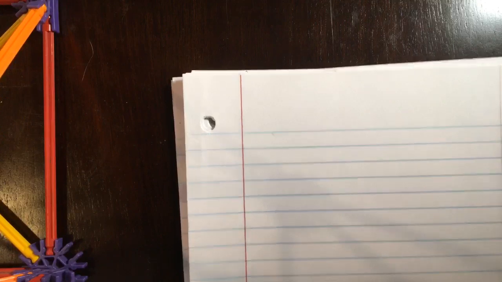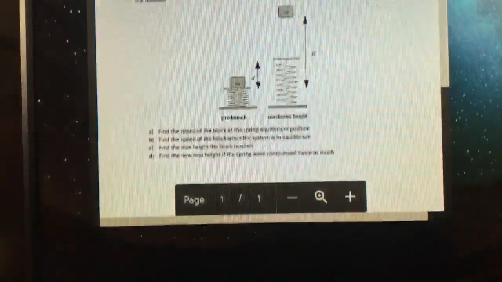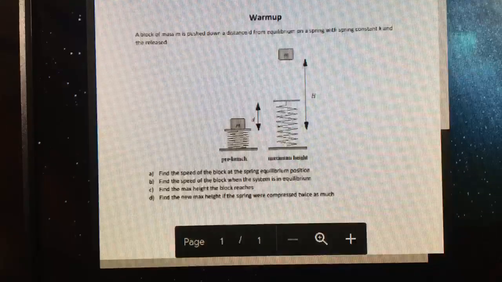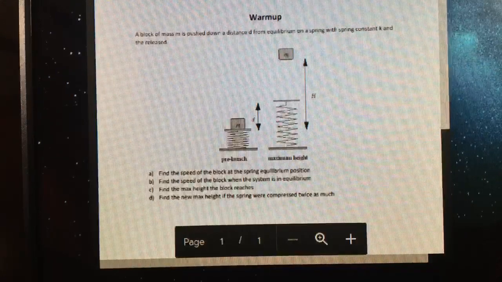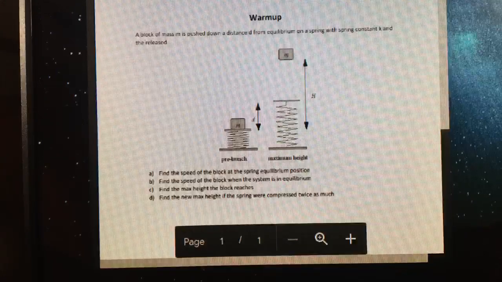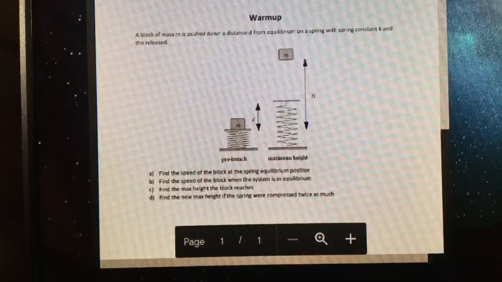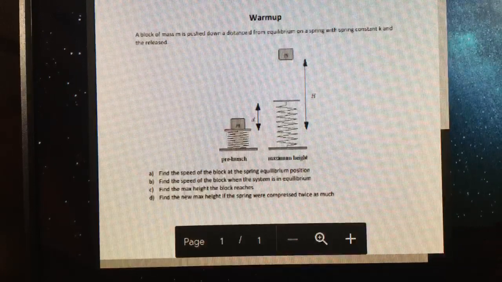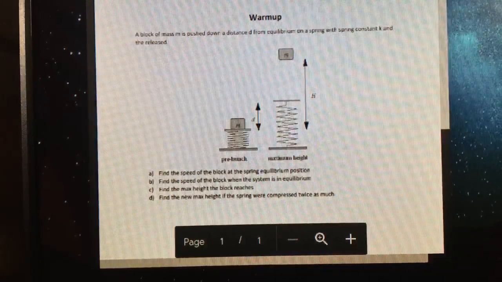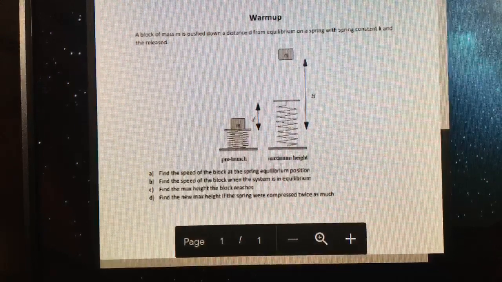Alright, so hopefully you've had time to look at your warm-up. If you haven't started that, look at your warm-up now and work on that. I'll solve it in just a second.